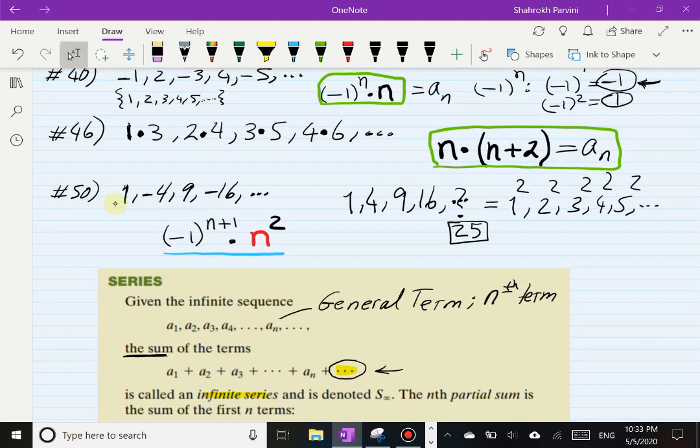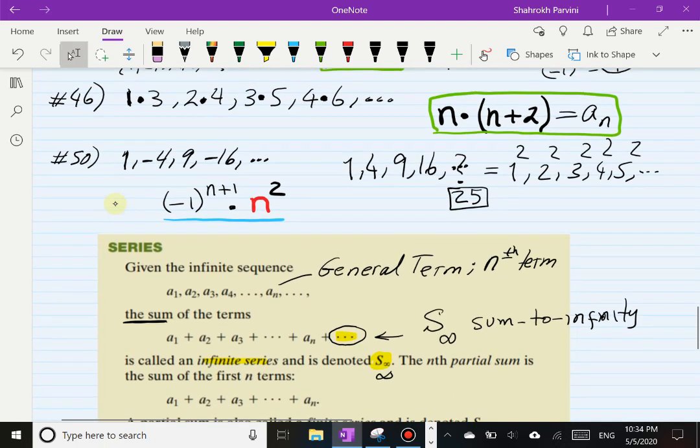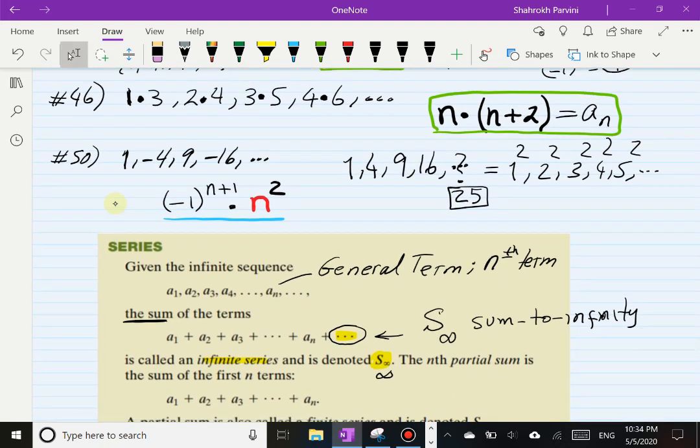Now, the sum of an infinite series, we write it like that. That's S sub, and the symbol you see here, of course, is the infinity symbol. So S sub infinity means sum to infinity. Okay, and that's what it's called, sum to infinity. Now, sometimes we don't want sum to infinity. We want just the sum of the first few terms. And now we're talking about the partial sum.